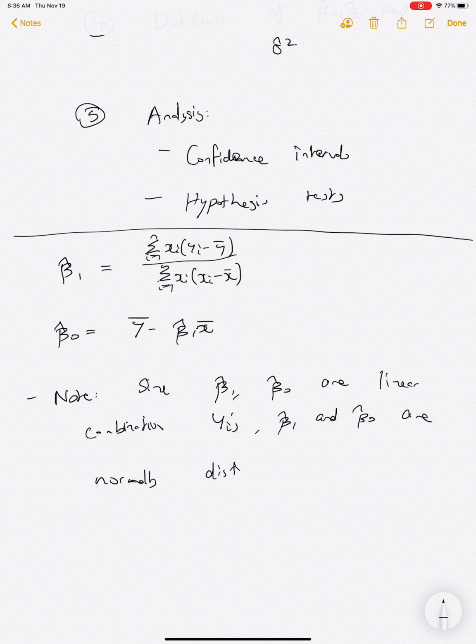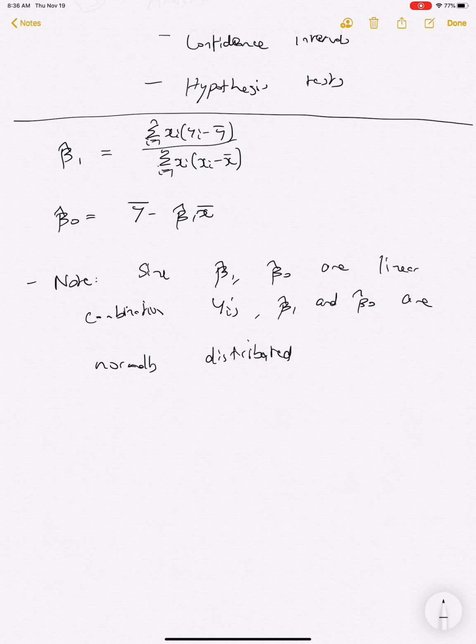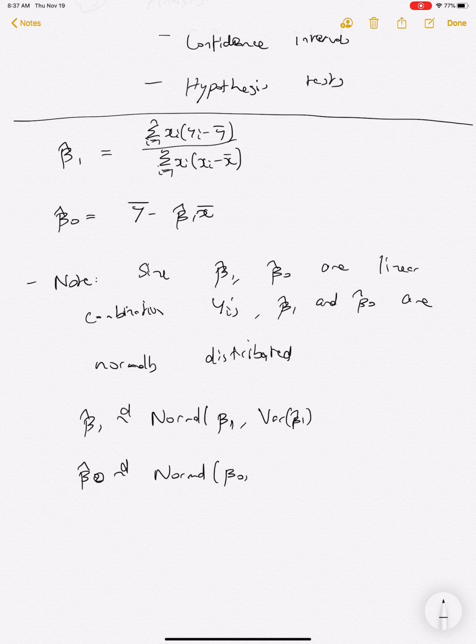So this is already a very useful thing. And so what that means is that beta hat 1 is going to be normally distributed with a mean, and from the previous lecture we know that mean is beta 1 because we calculated that, and then we have the variance of beta hat 1. And beta hat 0 is normally distributed with mean of beta 0, and then the variance of beta hat 0.